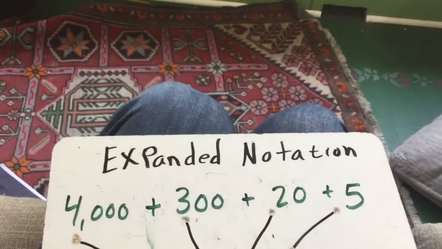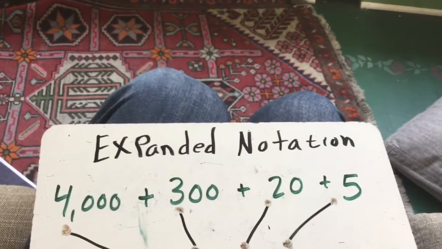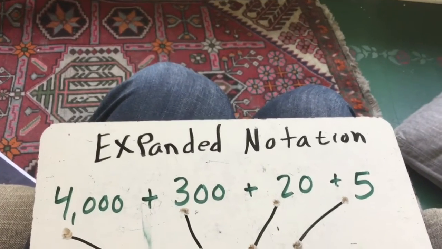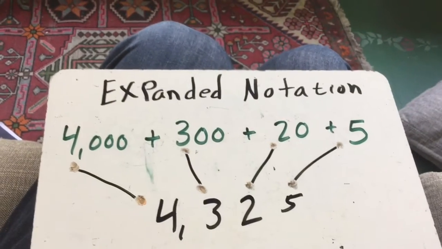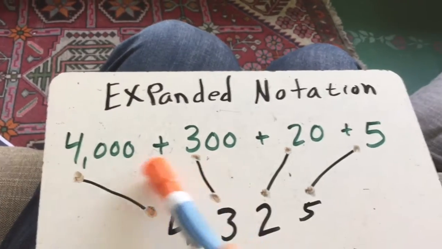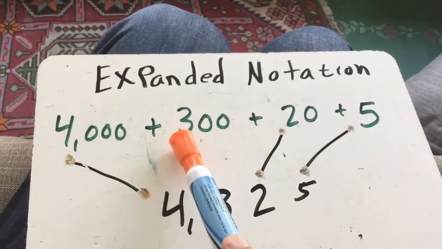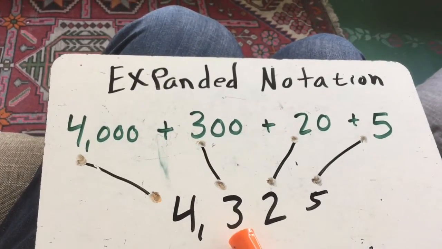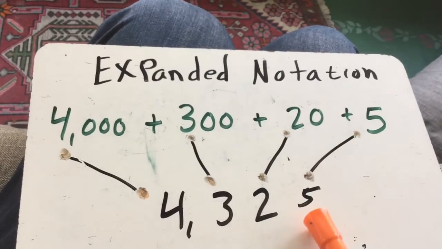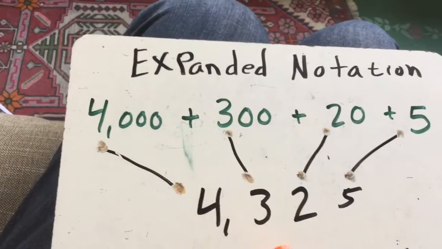So today when I give you a number like that, 4,000 plus 300 plus 20 plus 5, you solve it by writing the number, which is 4,325. Notice the 4 is in the thousands place, 4,000. 300 in the hundreds place, 20 in the tens, and 5 in the ones. 4,325. You take this and write that.